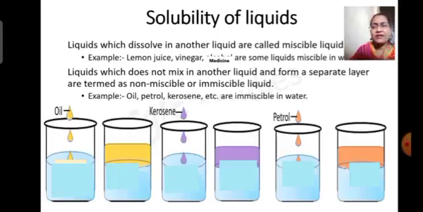If we add kerosene or petrol in water, they will not dissolve in water and they will form a separate layer on the water. That means kerosene and petrol, which are liquids, are immiscible in water, or we call them immiscible liquids. Next is the solubility of gases.